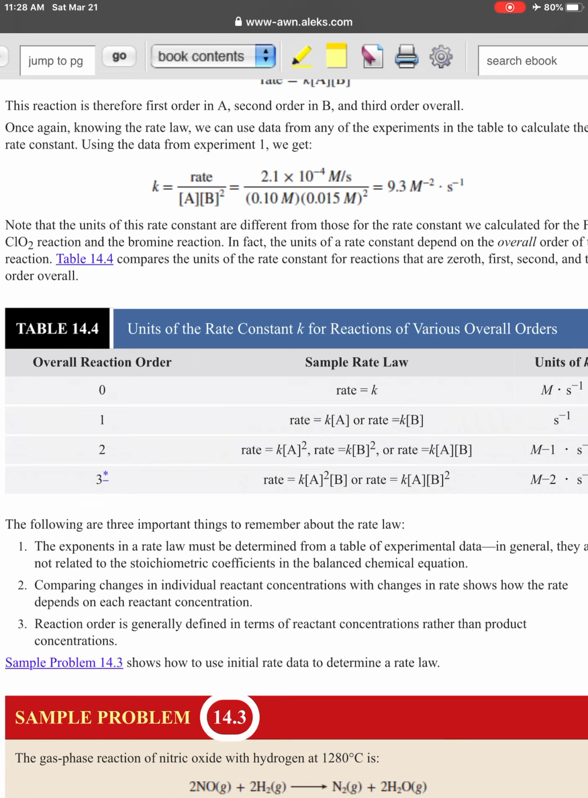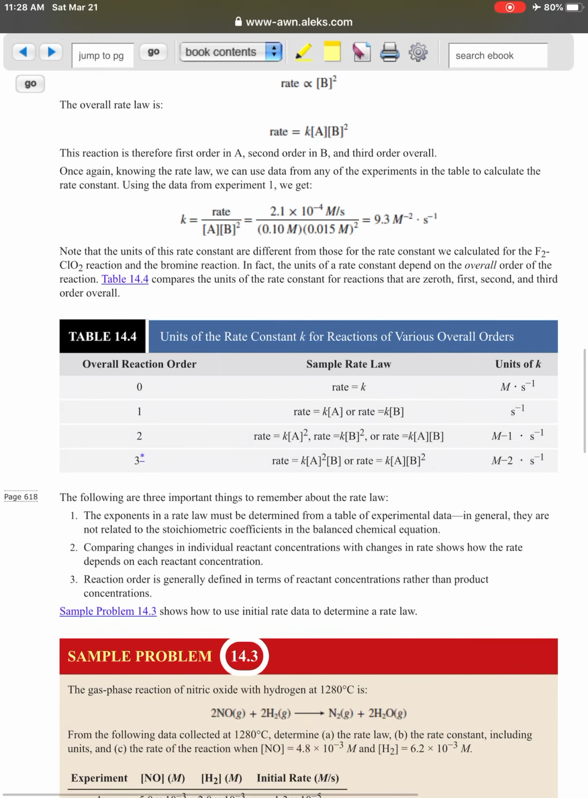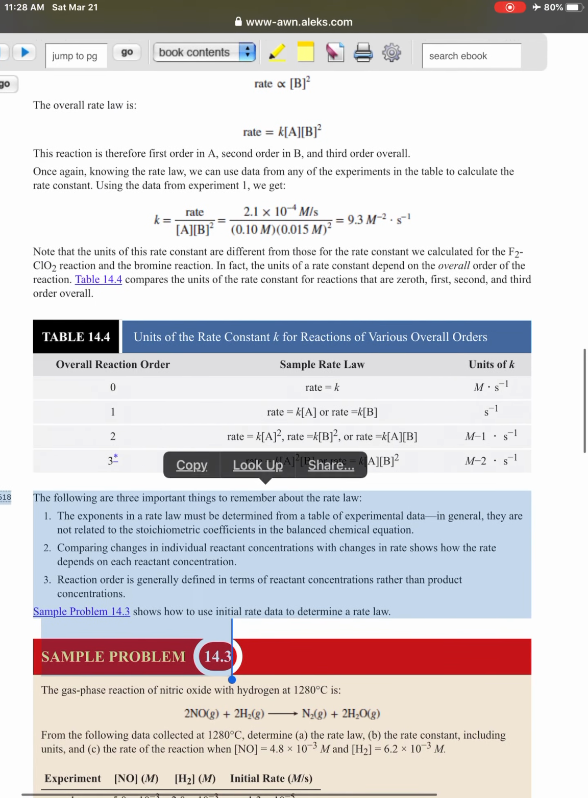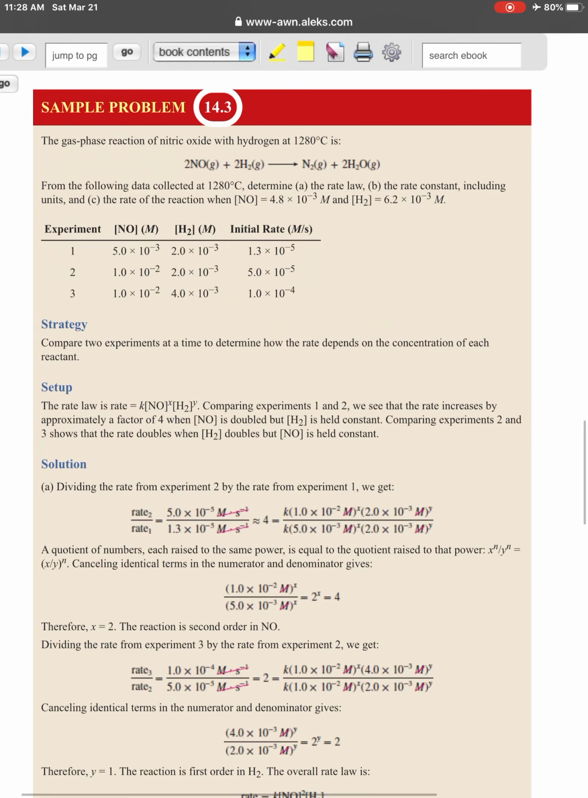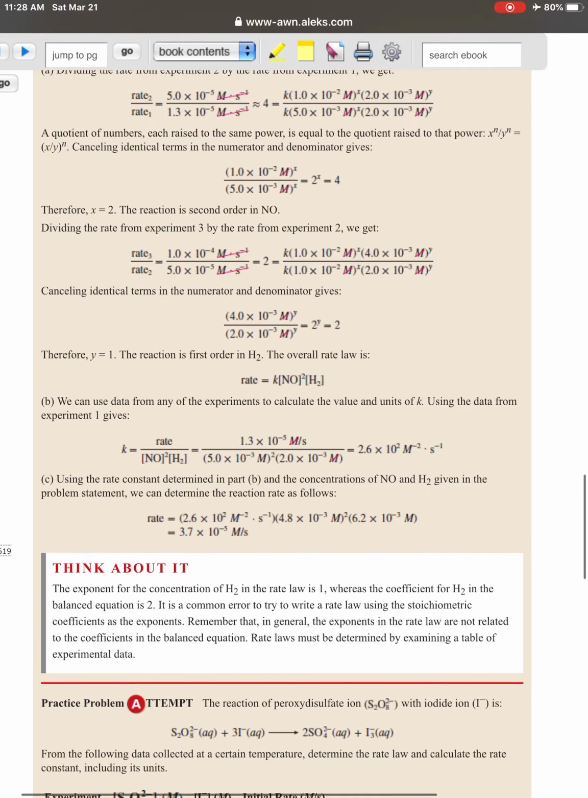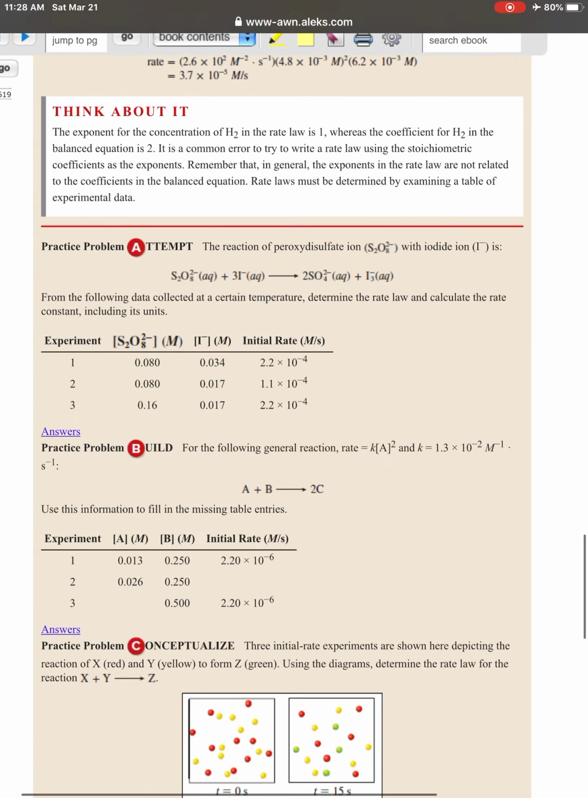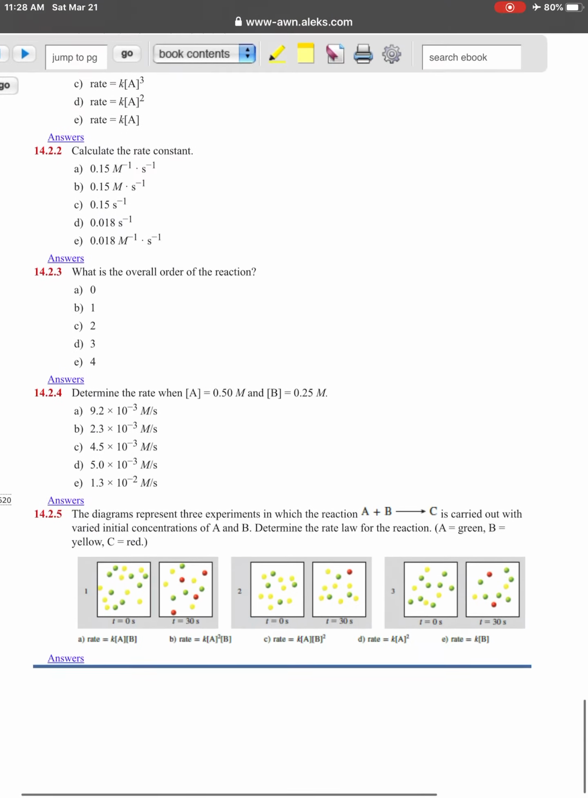Okay, now I'm just going to briefly mention that you will notice that we're only using the reactants for the rate law, not the products. Sample Problem 14.3 shows how to use the initial rate data to determine a rate law. Again, those sample problems will be different videos. So for Sample Problem 14.3, of course, you want to try it, and then you want to do the practice problems, and you want to do the checkpoints.